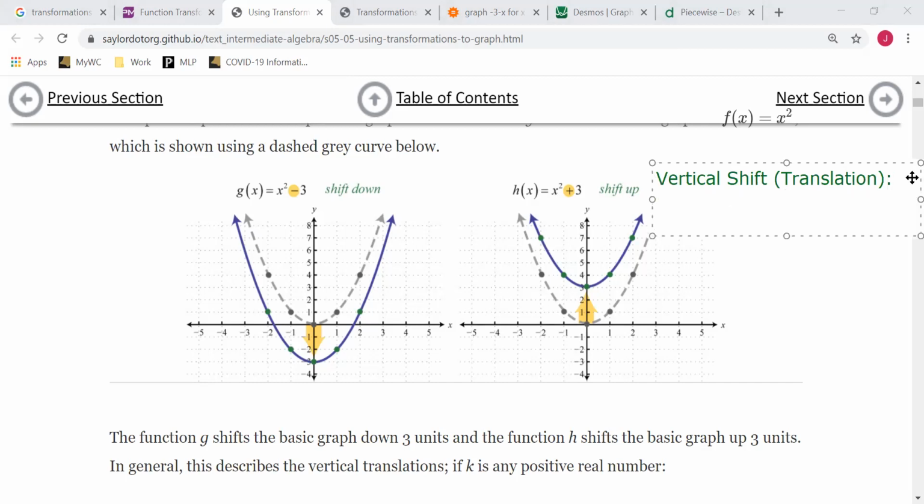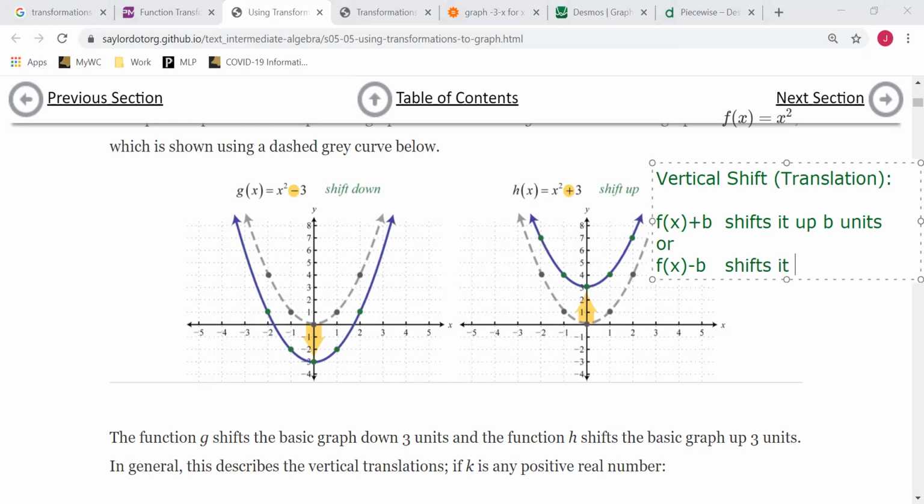What you do is, starting with the parent function f of x, you add something to it, or you subtract a value from it. Adding shifts it up b units. Subtracting shifts it down b units. But again, notice where the action's happening. You have the whole function and then you add something to the entire function.